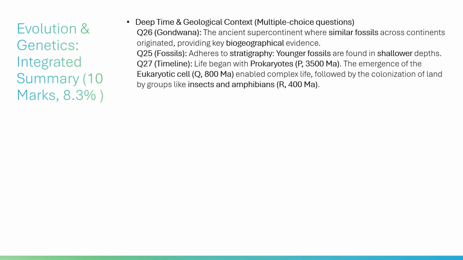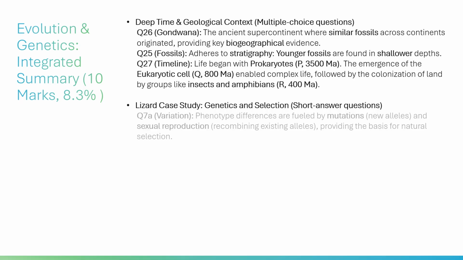Q27, timeline. Life began with prokaryotes, P, 3500 Ma. The emergence of the eukaryotic cell, Q, 800 Ma, enabled complex life, followed by the colonization of land by groups like insects and amphibians, R, 400 Ma. Lizard case study, genetics and selection.